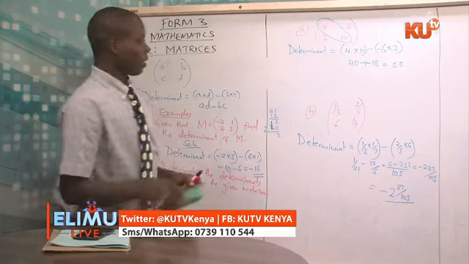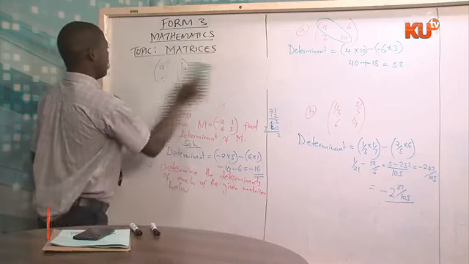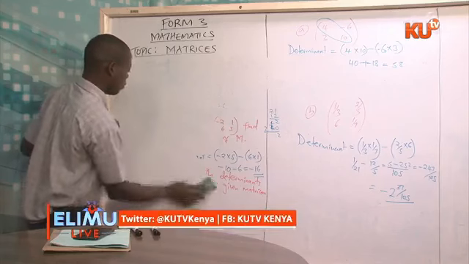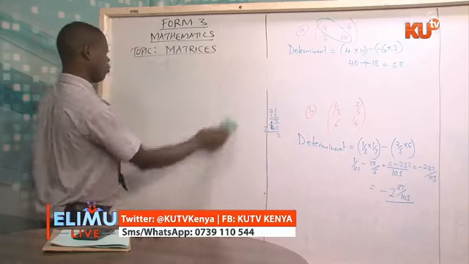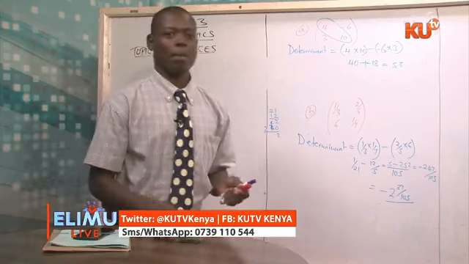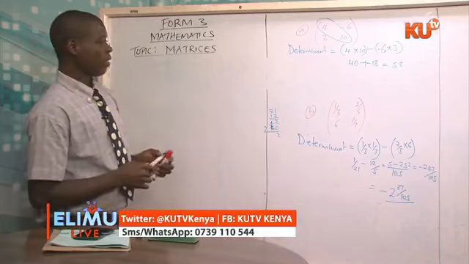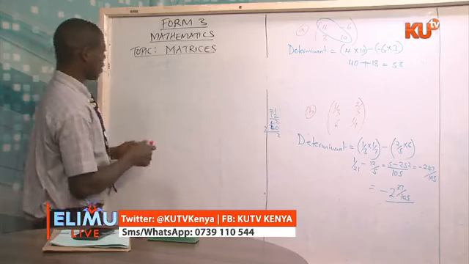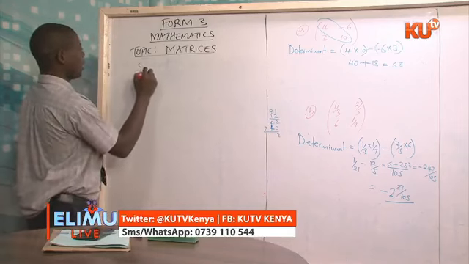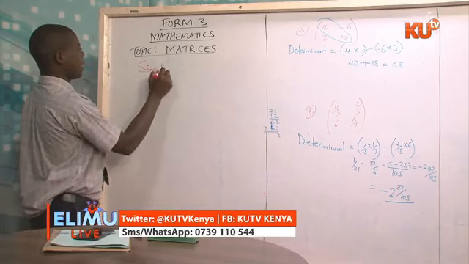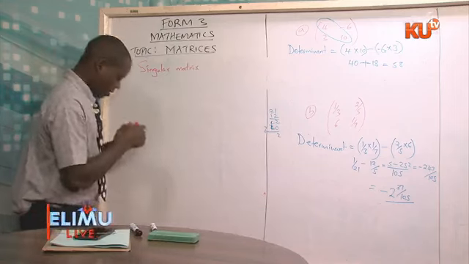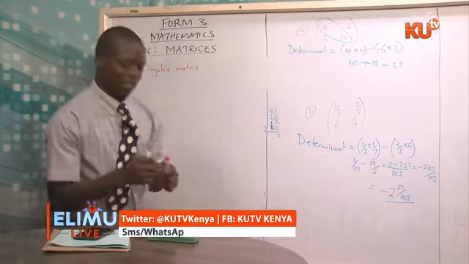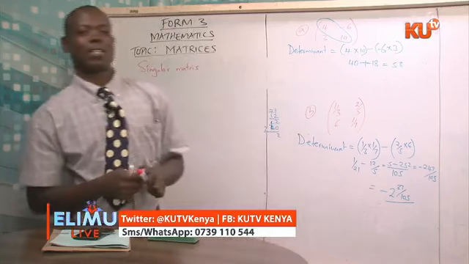Good. That is what students need to understand in the case for the determinant of a 2 by 2 matrix. But to make an extension to that, students need to understand there is something we call a singular matrix. So what is a singular matrix?